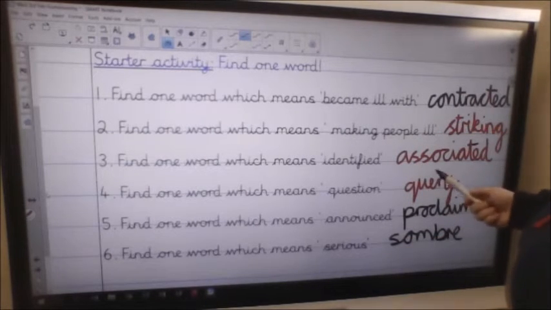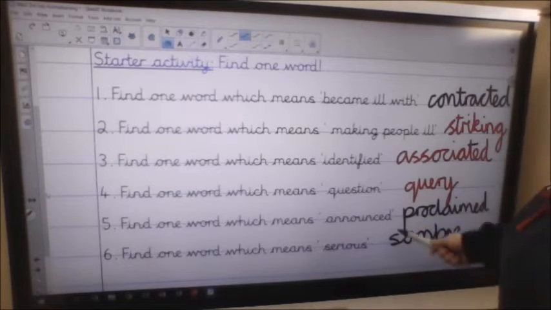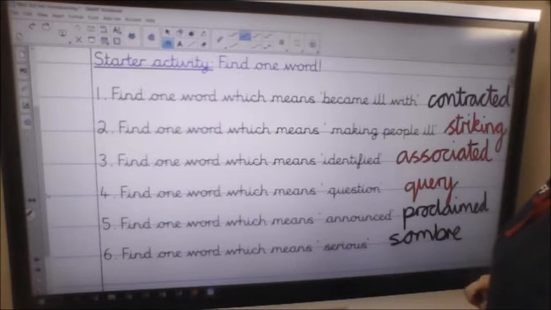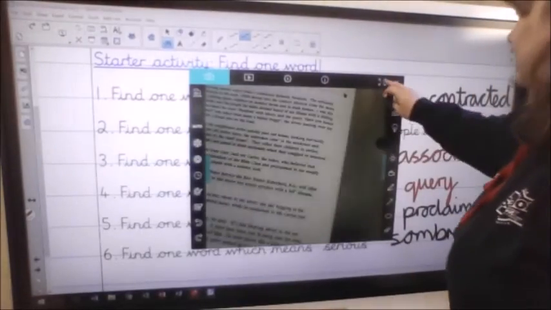One word which means the same as identified was associated. Then question was query. Announced is proclaimed. And then serious was somber. Hopefully you've done really well with those. So we're going to have a little look now at the text.